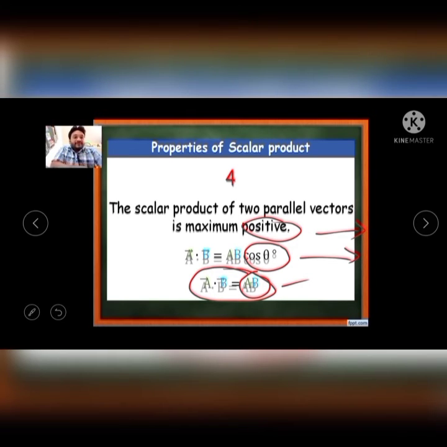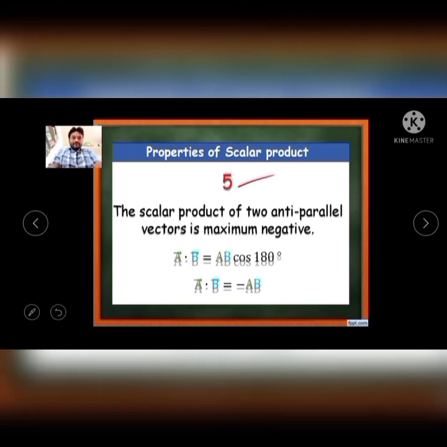Fifth property, the scalar product of two antiparallel vectors is negative. The angle between two antiparallel collinear vectors is 180. Cos 180 is minus 1. So the dot or scalar product between vector A and vector B is equal to AB multiplied by a minus sign.